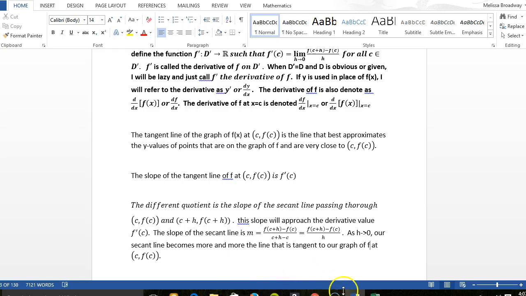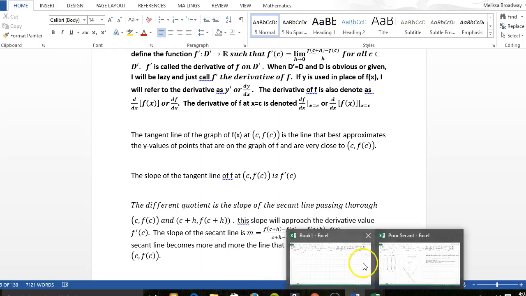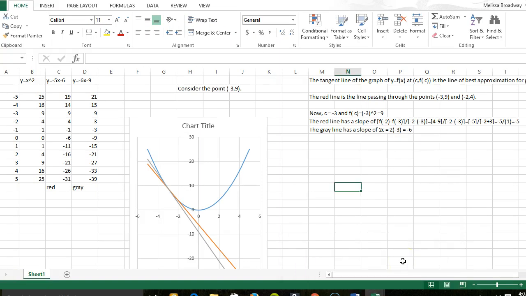Okay, let's pull up Excel. My time is getting quite short. Now, here's y equals x squared. Now, here's just a fixed secant line, y equals negative 5x minus 6. That's the red line. My red line is my secant line, and it's passing through (negative 3, 9) and (negative 2, 4). Now, the point I want to focus on, first off, is (negative 3, 9), just because I want to.